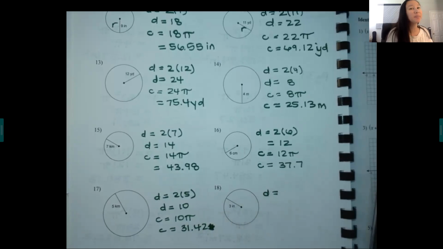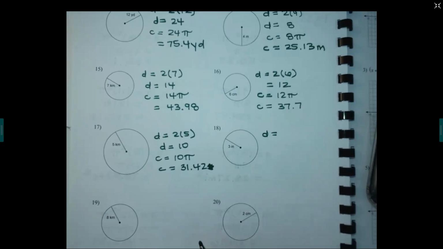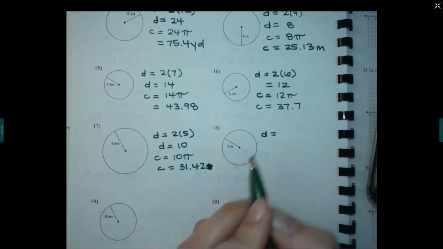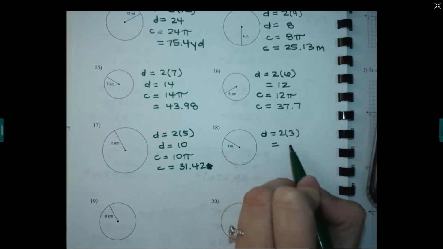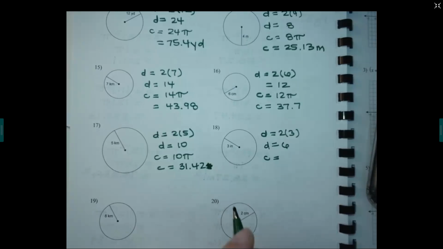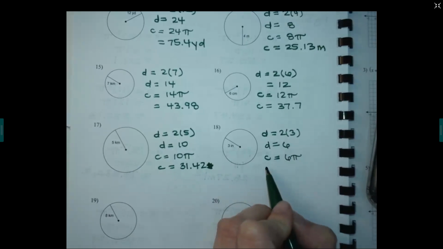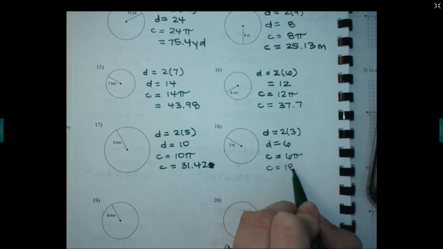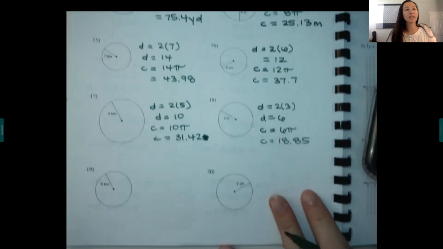All right. And then Jaden, do you have number 18? Yeah. Okay, so I got D equals 3 times 2. Yep. Or 2 times 3, whatever you want to do. Yep. And then you would get 6. And then I got C equals 6 times pi. Excellent. And then you'll get 18.85. Thank you, Jaden. Okay, and then I'll just do 19 and 20.